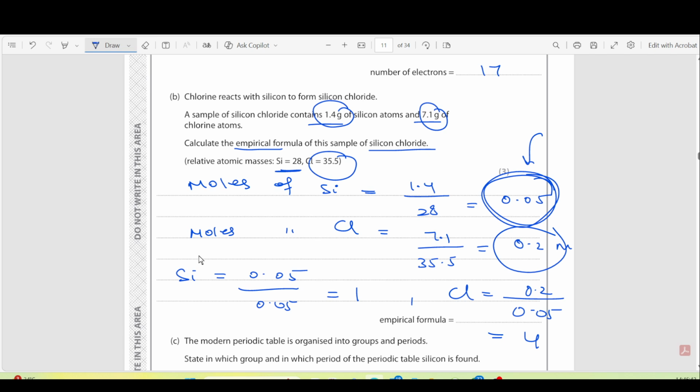So this is what we did to get the ratio. The ratio for silicon is 1, and for chlorine is 4. So the ratio of these two is 1 to 4. Using this we can write the formula, because for silicon we got 1 and chlorine 4. So SiCl4, that is the empirical formula.